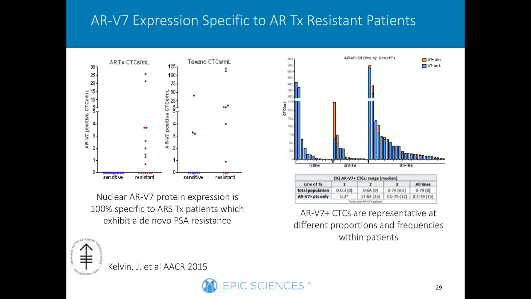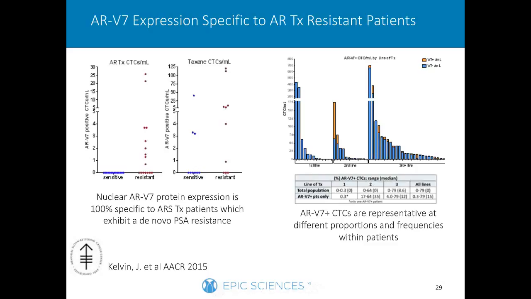And this is data showing the frequency of ARV7 CTCs within patients. Shown here in the beehive plots on top are the relative number of the CTCs detected that were expressing ARV7 in the nucleus in patients that were sensitive to AR-targeted therapy and the patients that were resistant to AR-targeted therapy. Shown on the right is the similar plot for patients that were either sensitive to taxanes or resistant to taxanes.